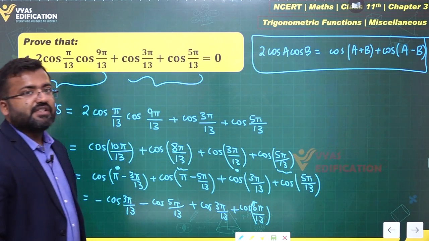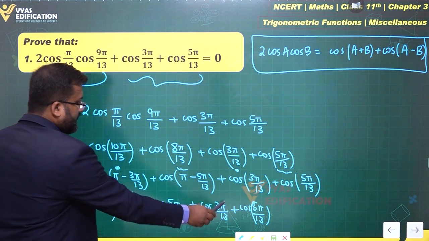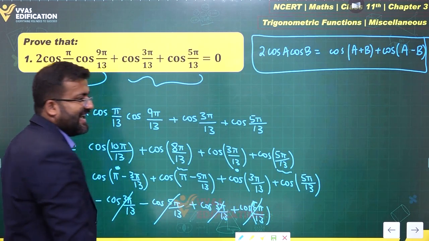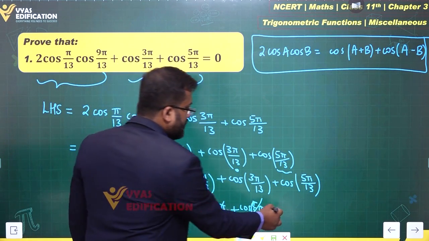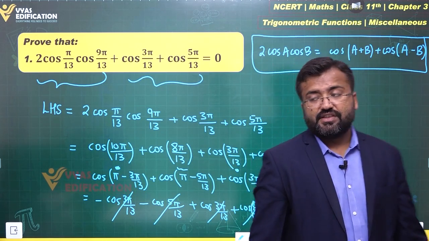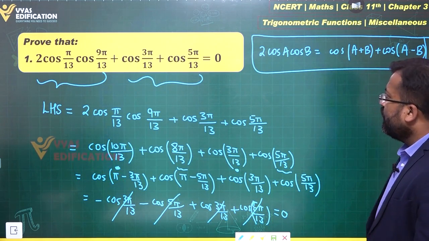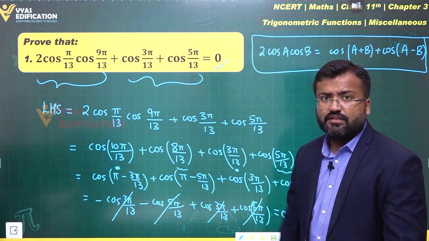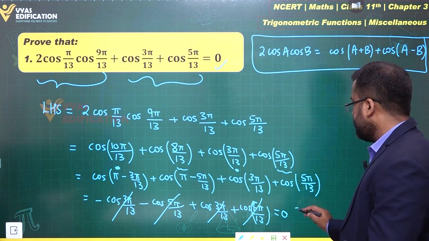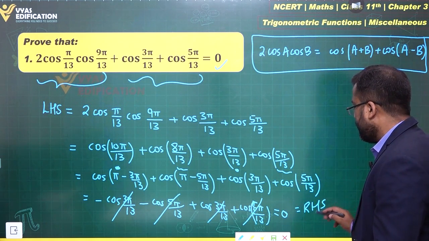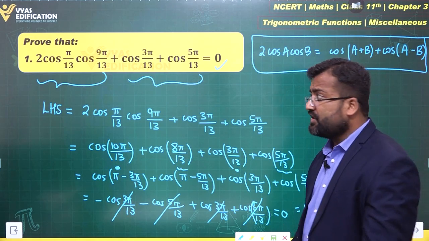Observe this carefully. Cos 3 pi by 13, this and this get cancelled, and this is equal to 0. This here is equal to 0. This is what we wanted, right? And yes, this is equal to the RHS, hence proved. That's a complete solution for this question over here.